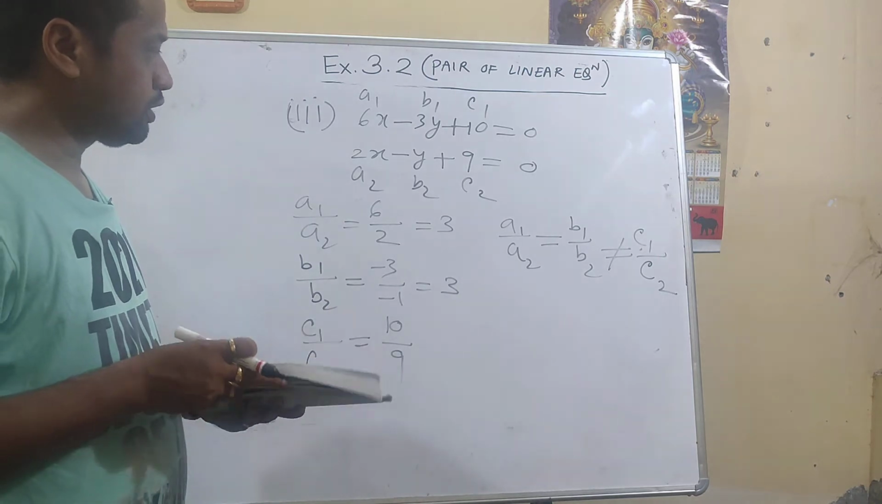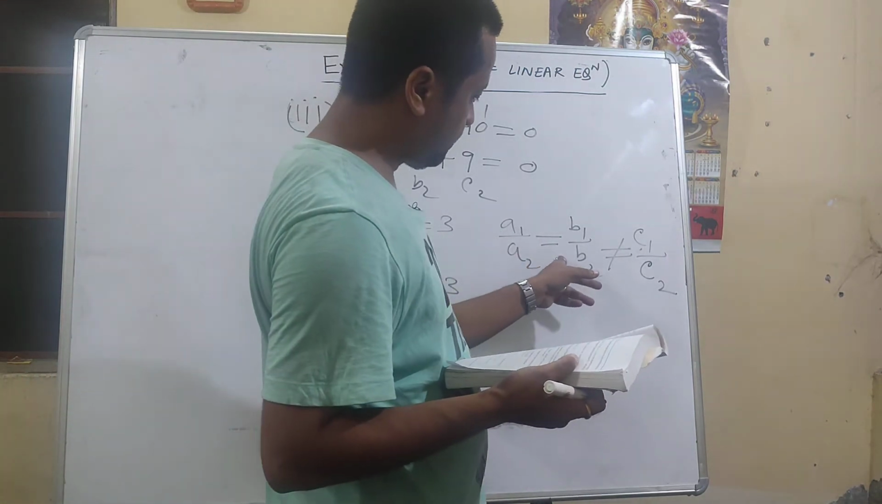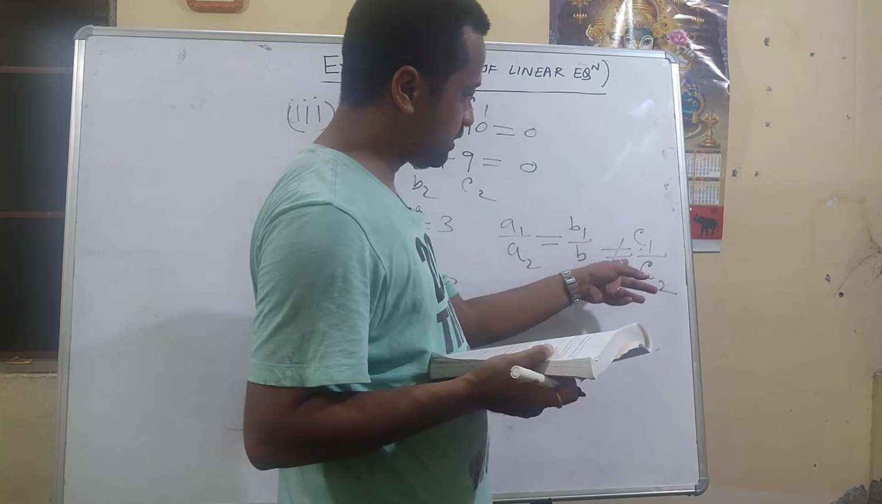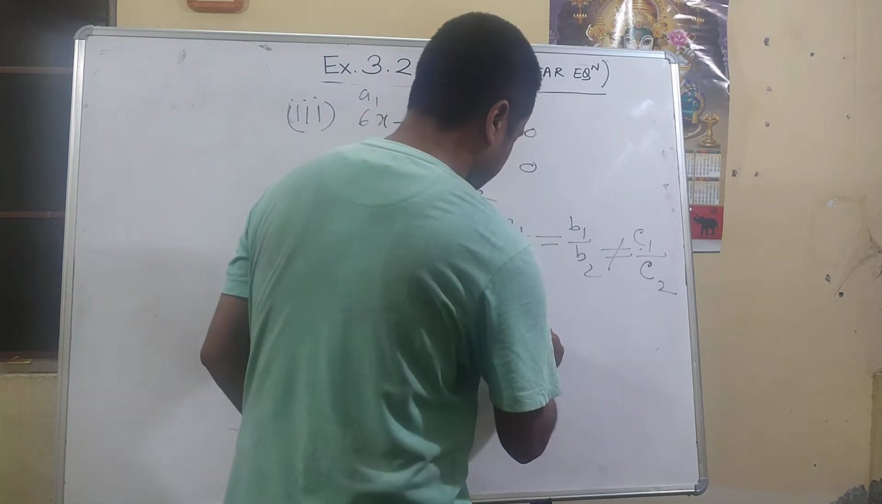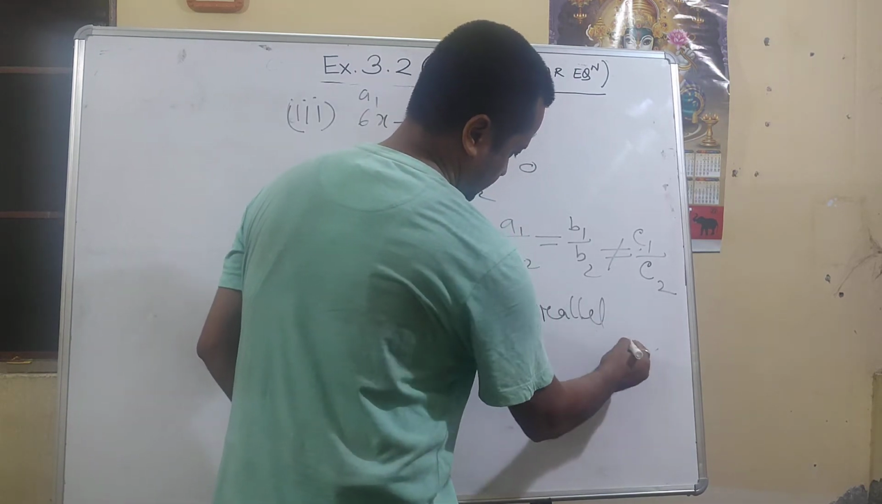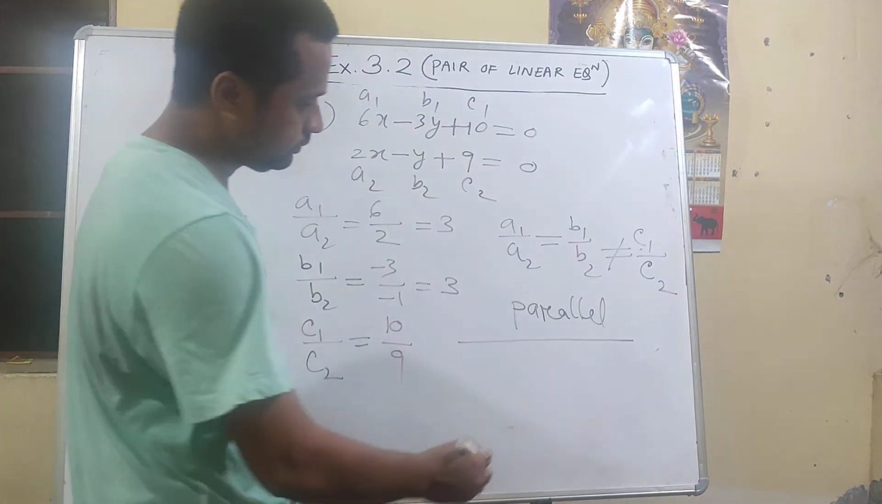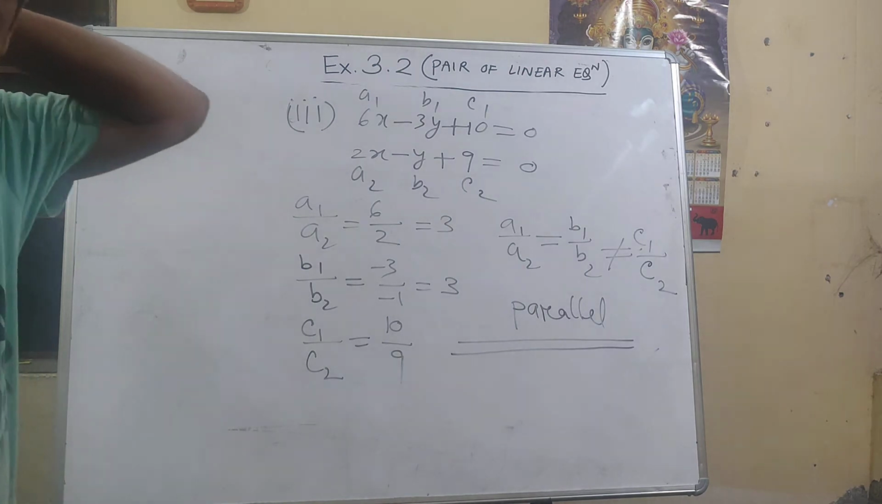So the equations have parallel lines. If a1 by a2 is equal to b1 by b2 but is not equal to c1 by c2, then these are parallel lines. So the lines are parallel.